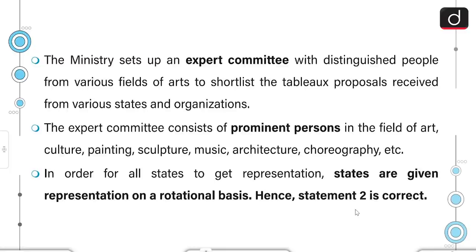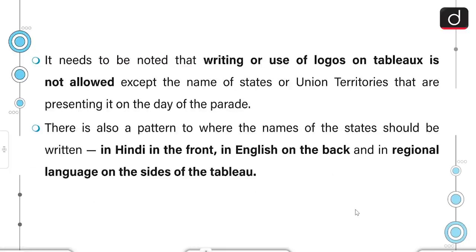In order for all states to get representation, states are given representation on a rotational basis. It needs to be noted that writing or use of logos on Tableaux is not allowed, except the name of states or union territories that are presenting it on the day of parade. There is also a pattern where the names of the states should be written in Hindi in the front, in English at the back, and in regional language on the sides of the Tableaux.